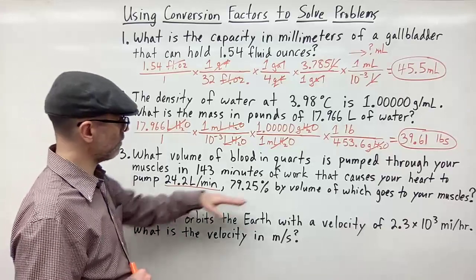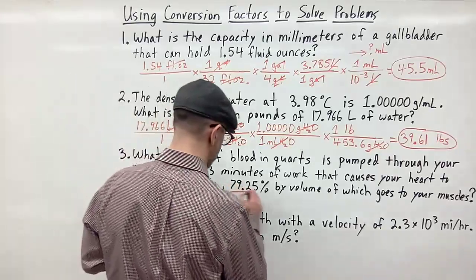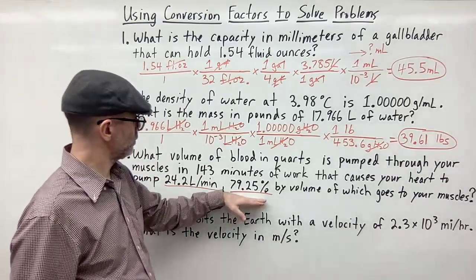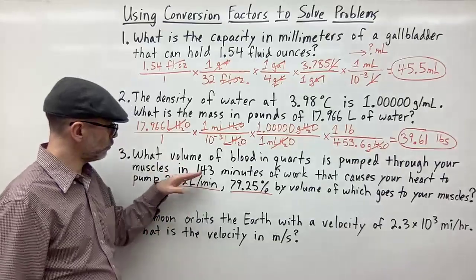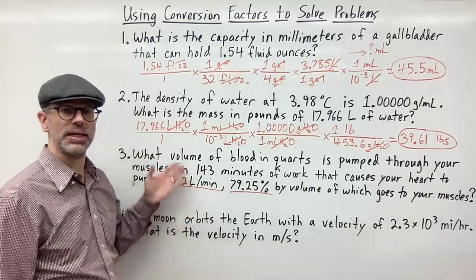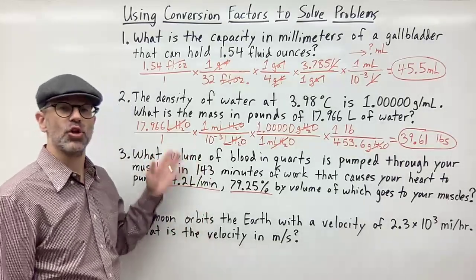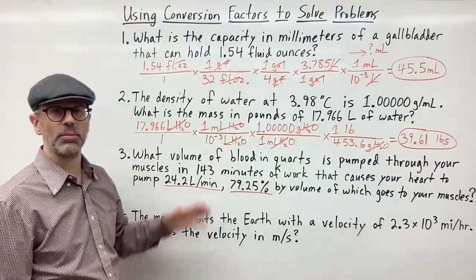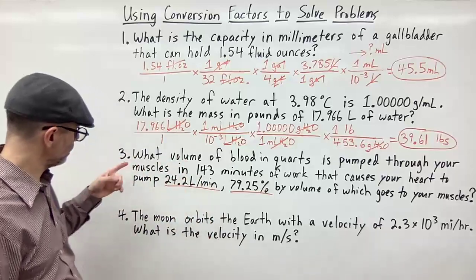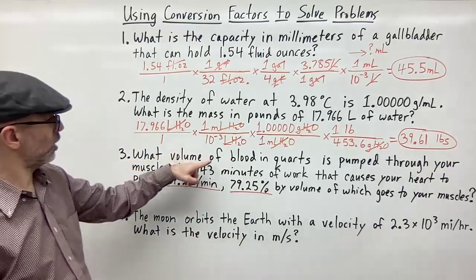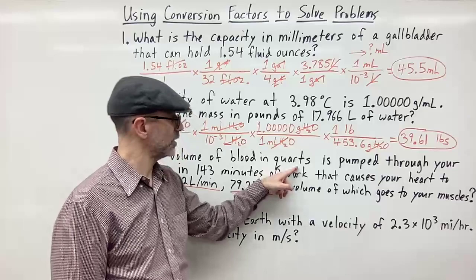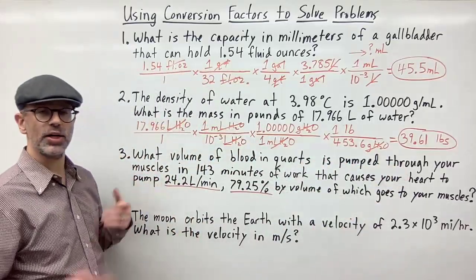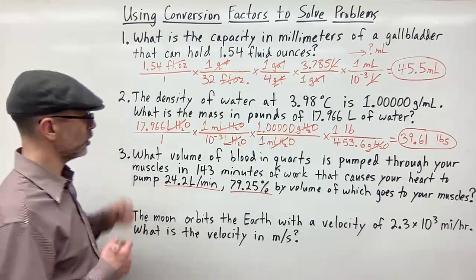So now that we have our conversion factors, we're going to underline that. So what do we do with this 143? We need to figure out what to begin with and what to end with. The end of your problem is the beginning of the question. What's the beginning of the question? What volume of blood in quarts is pumped through your muscles? So we want to know the quarts of blood that are pumped through your muscles.